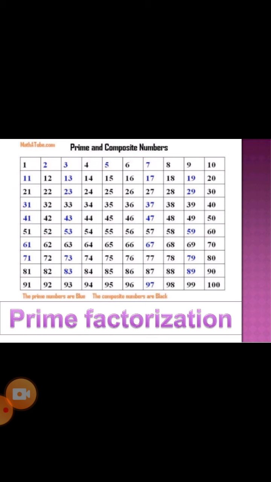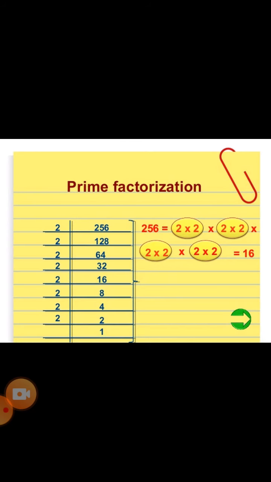Next we find prime and composite numbers. Here we have some prime and composite numbers. The prime numbers are blue and the composite numbers are black. Next we discuss the prime factorization method. Here we have the number 256, and we know that 256 is an even number, so we can solve this number with the help of the number 2. We solve this question with the prime factorization method. In the last we find the HCF is equal to 16.